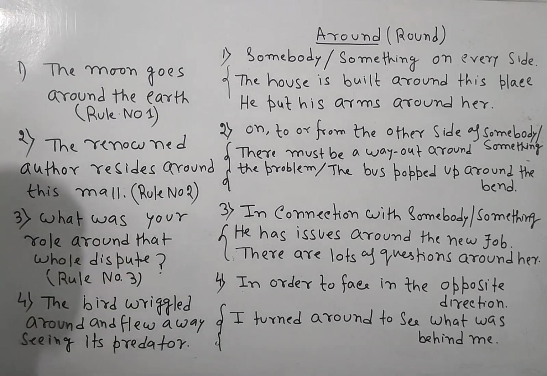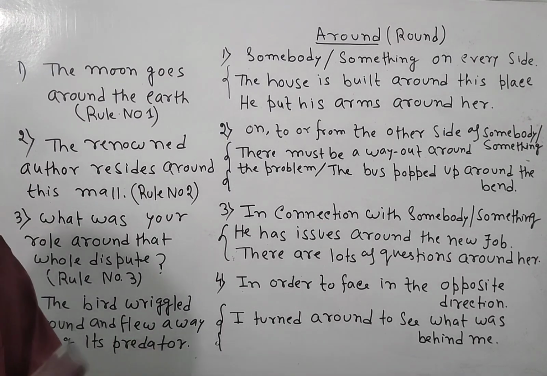Now the last example: the bird wriggled around, that means turned around and flew away seeing its predator. Predators means killer. Suppose some bird observed its killer, so automatically the bird turned around and flew away. Fly, flew, flown. So here around means face in the opposite direction and flew away. So in all these cases we can easily use the preposition around. Apart from these rules, there are many rules. I have just chosen some of the important rules.